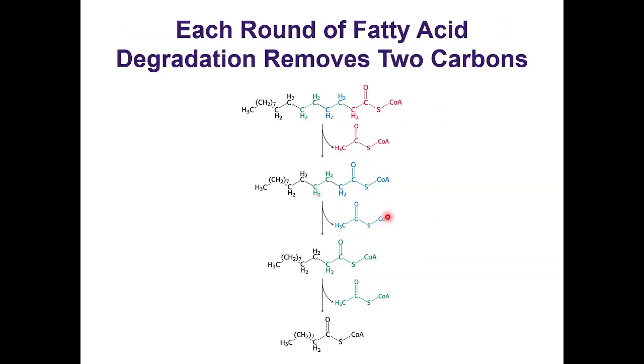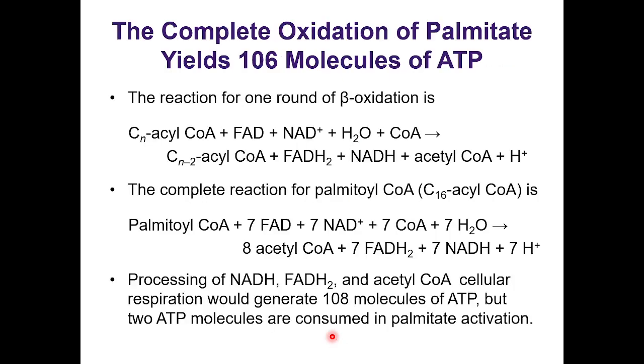Each round of your fatty acid degradation is going to remove 2 carbons. Right here we have it nicely color-coded, so you can see that better. Can everybody see the color coding? Or at least tell the difference? We get these red here. These are the first 2 carbons. Again, we get acetyl-CoA off each time. And there's the next one. And there's the next one. And we keep going. So the reaction for 1 round of beta oxidation would be this overall reaction here.